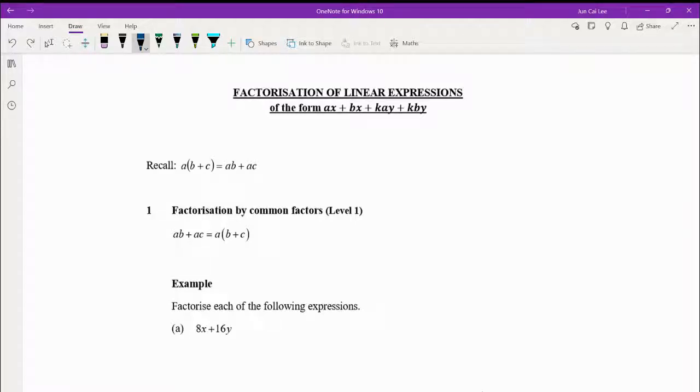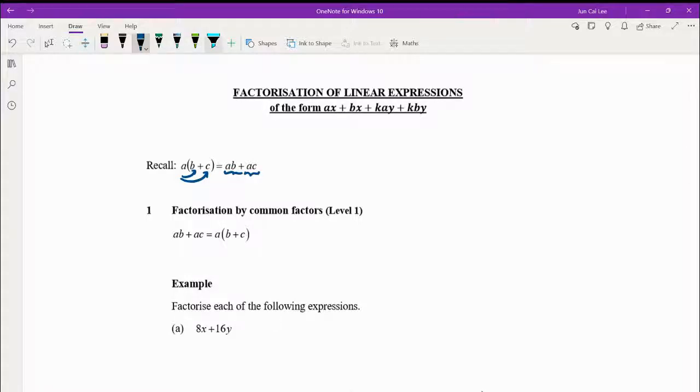This video is on factorization of linear expressions and is meant to be a sequel to the video on algebraic expansions. So, just a simple recap of what we have dealt with in expanding algebraic terms. Here we have A multiplied to a sum of B and C, and in expanding things out, you just multiply A to both B and C and add it up. This is what we have dealt with in expanding.